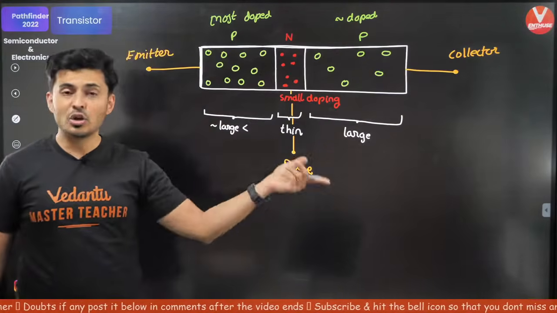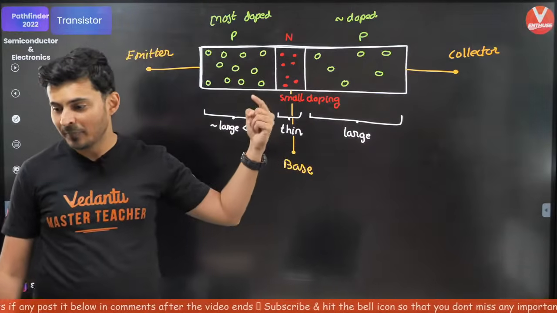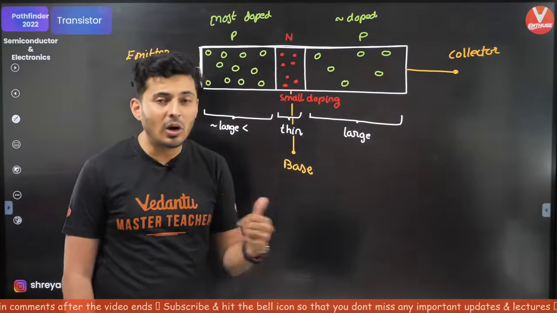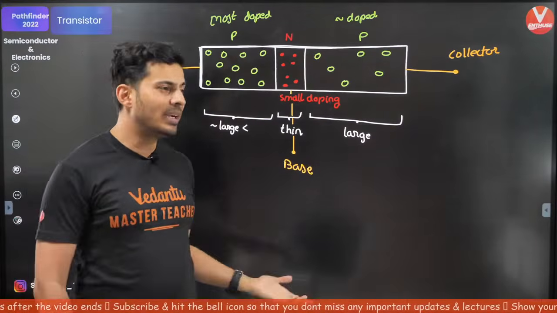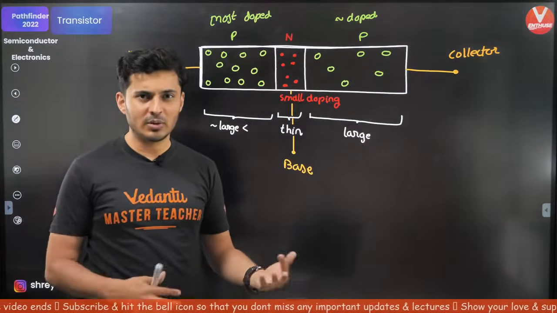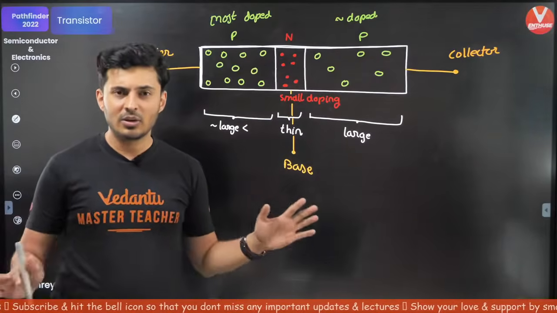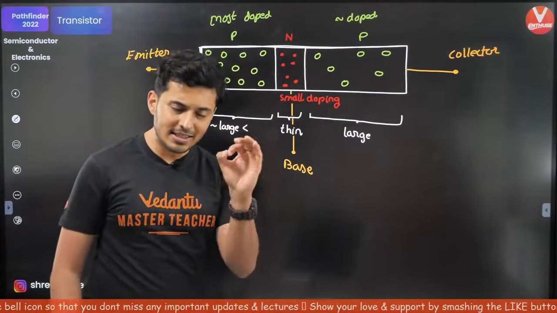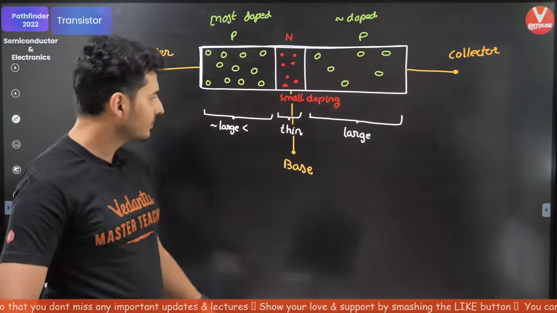Is that clear? And you should watch my previous class, lecture 1 of semiconductors. I have taught everything about doping, what is p-type, what is n-type, what is hole, what is electron, what is p-n junction, what is drift, what is diffusion. Everything has been taught. Please watch that class. It's there on this channel itself.